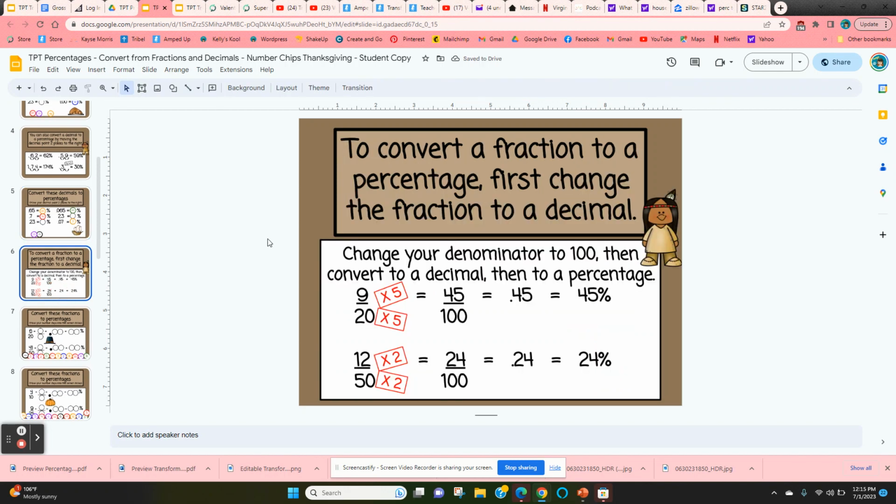Now, changing fractions to percentages, they need to change the fractions to an equivalent fraction with 100 in the denominator. So here's the first method. To get 100 in the denominator, they can multiply the numerator and denominator by 5. That gives them an equivalent fraction of 45 hundredths. Well, then we already know that's 45 hundredths as a decimal, which is 45%.